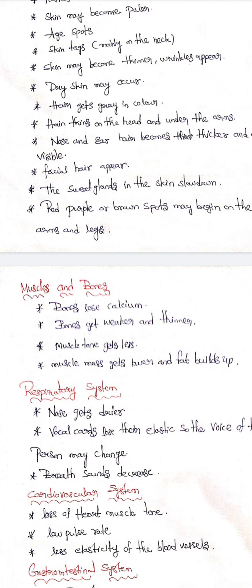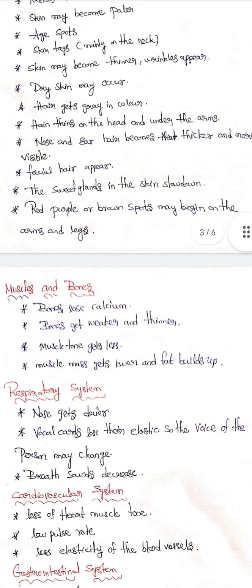Next, the sweat glands in the skin slow down. The functioning of the sweat glands decreases. Next point, red, purple or brown spots may begin on the arms and legs. We will be observing some color spots appearing on the legs.